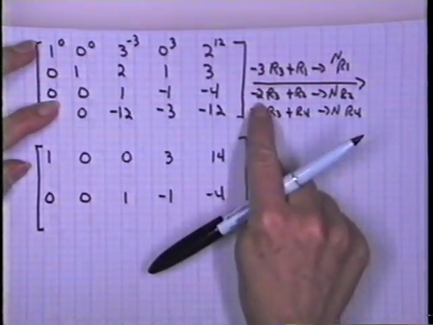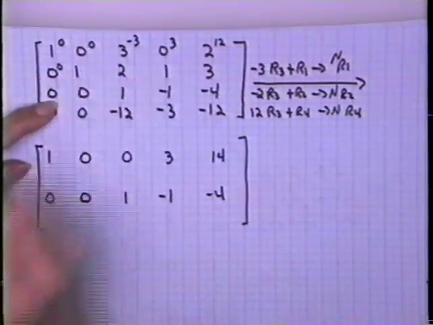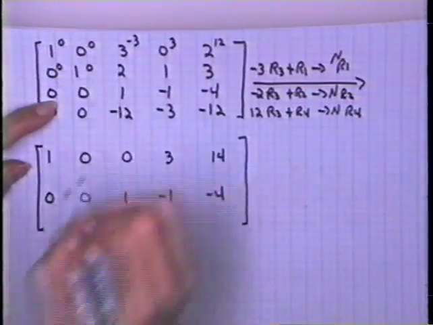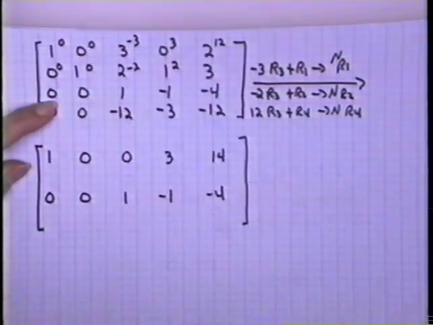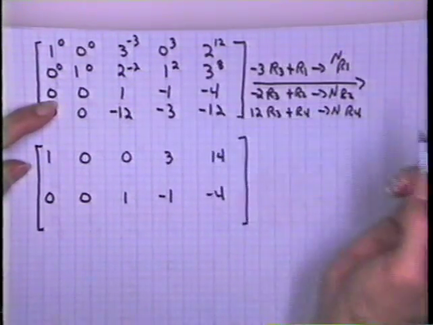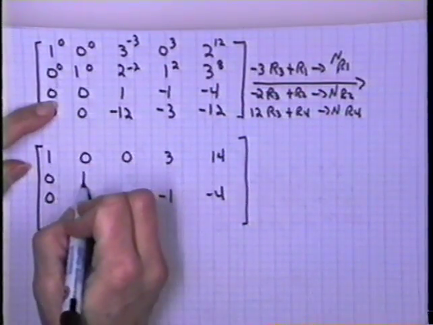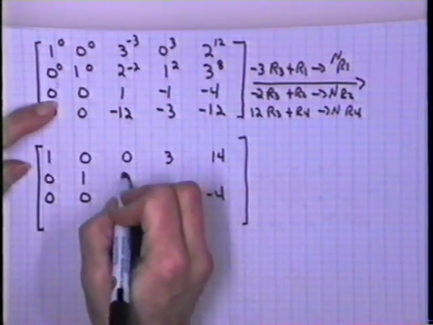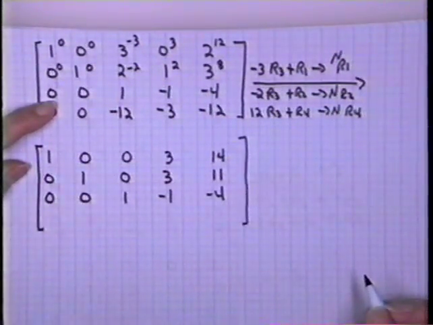Now, for row 2, we're going to multiply row 3 by negative 2. So negative 2 times 0 is 0. Again, 0. Negative 2 times negative 1 is a positive 2. Negative 2 times negative 4 is a positive 8. Let's add those. Zeros. 1 and 0 is 1. 2 and negative 2 is 0. 1 and 2 is 3. 3 and 8 is 11.